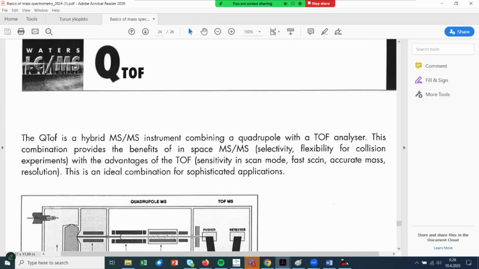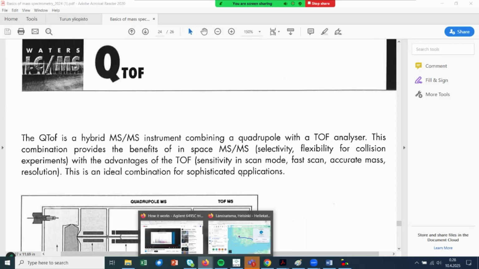Okay, QTOF. And now let's see the animation. It's quite a similar type of animation actually, but now the second analyzer there is not a quadrupole, but it's the time-of-flight analyzer.